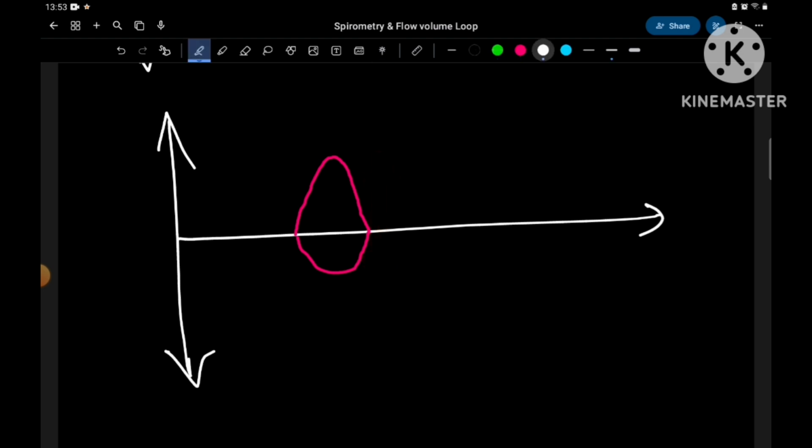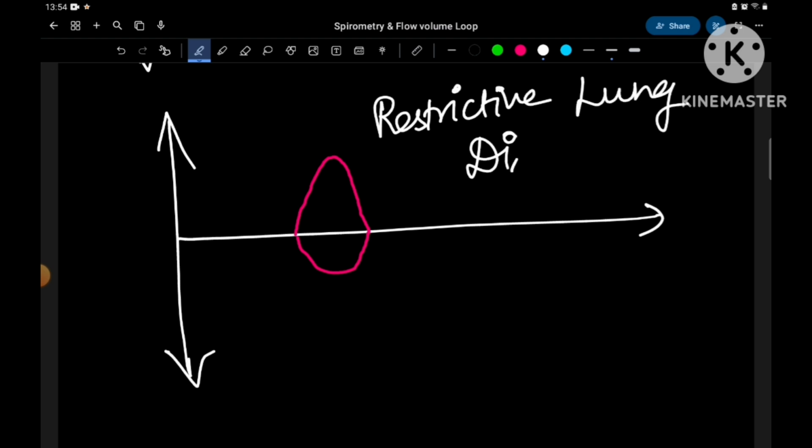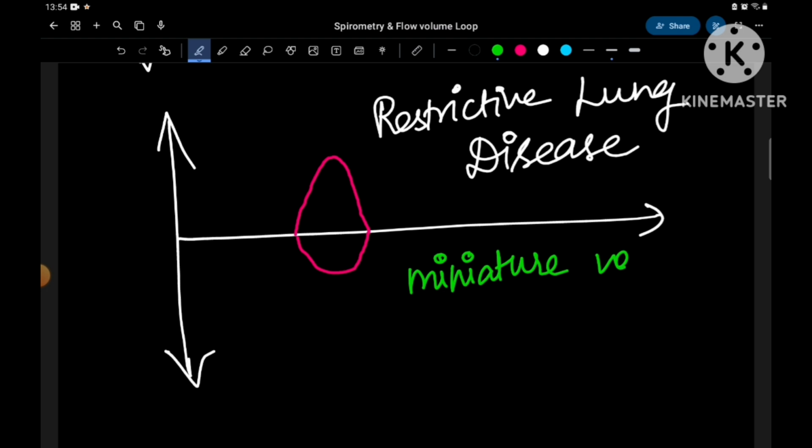It is restrictive lung disease. Right? This is restrictive lung disease. Rather, you can just name it as miniature version of a normal loop.